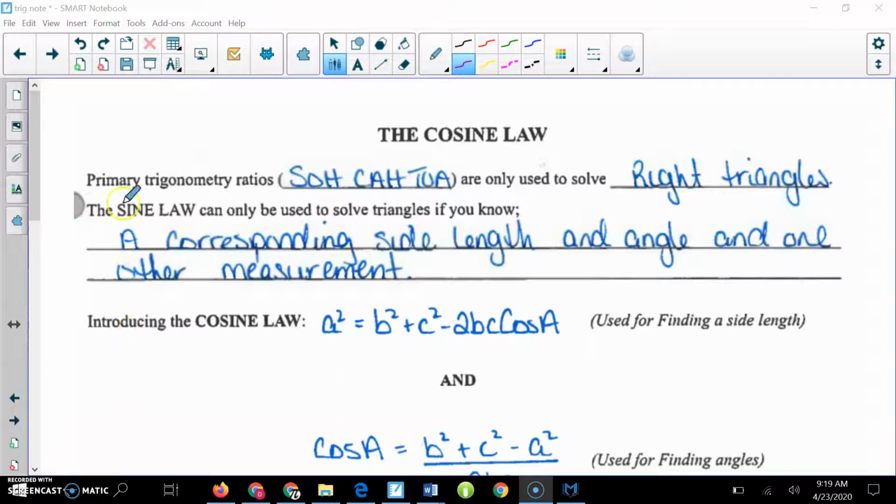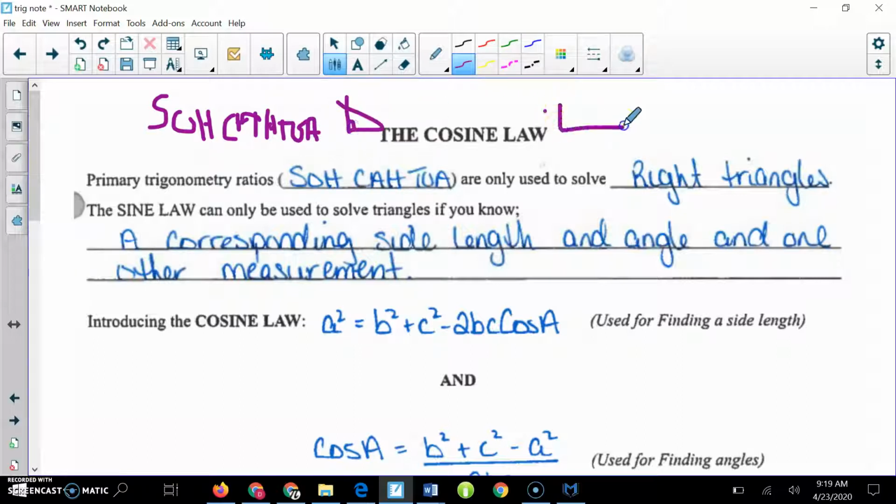All right, guys, going to look over cosine law here. So cosine law is the third tool we use to solve for angles. So we have SOHCAHTOA, okay, so that's for right angle triangles.